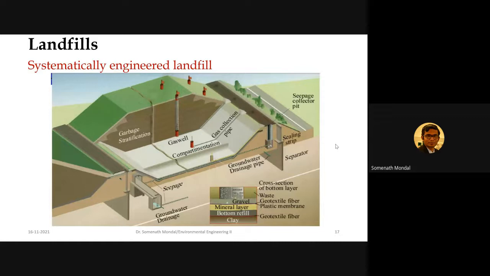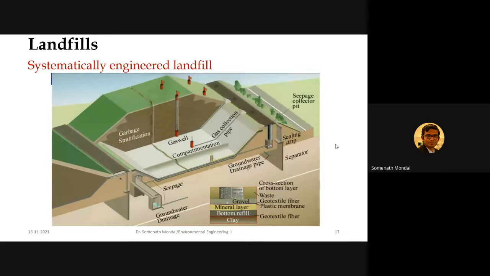In order to create proper isolation, we provide a liner at the top. So a top liner is also provided, and on top of the top liner we'll have some beautification or grass lawn or something of that sort, so that nothing is visible from the top, and no foul smell is emitted from the top. So that area, since it's a vast area, can be utilized for amusement purposes. You can construct a park, you can construct something else. And this is the way a systematically engineered landfill works.